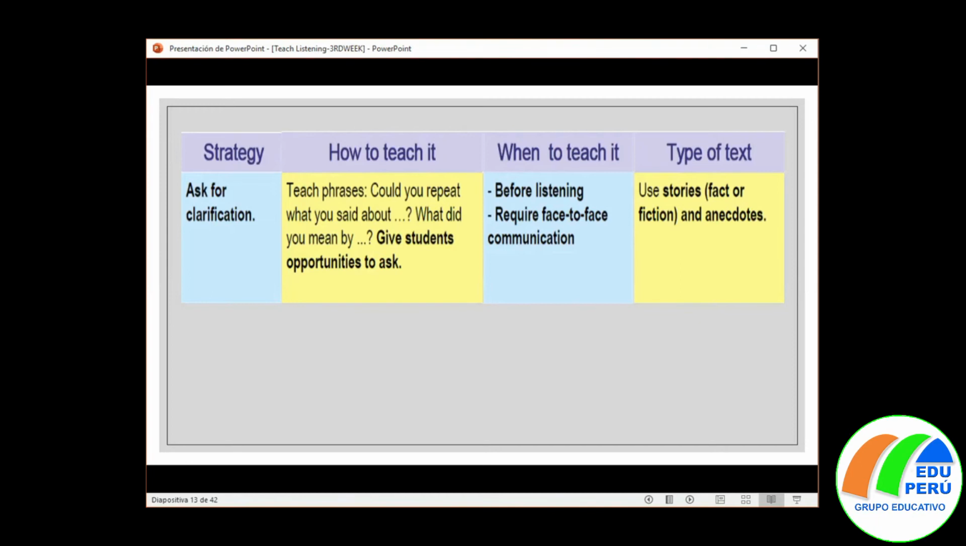When to teach it? Before listening. Require face-to-face communication. So you start interacting with your students. They have the opportunity to ask you, all right? Type of test. You could use stories, fact or fiction, and anecdotes. Don't forget about it.